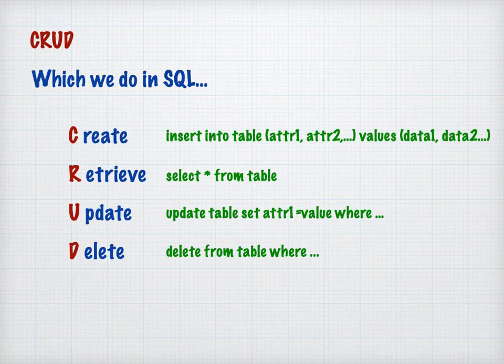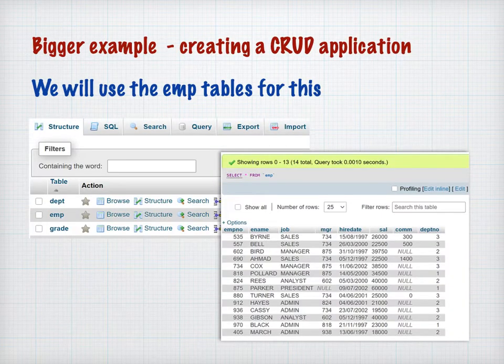So what we're going to focus on here is we're going to build an application that implements create, retrieve, update and delete for the emp table. We used the emp table previously. So the emp table in the original database, it's got three tables: department, emp and grade. Here's the emp table, and it's the one that we're familiar with. It's people who work in a particular company. We've got a whole bunch of different columns here which describe their employee number, their name, what job they have, who their manager is, their hire date and stuff like that.